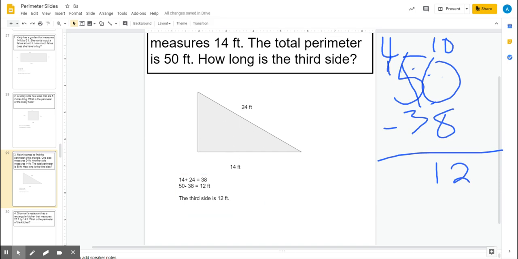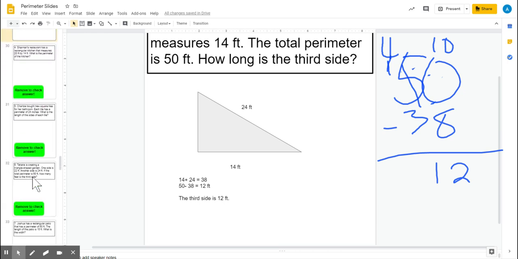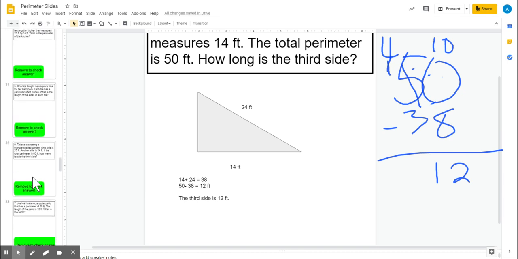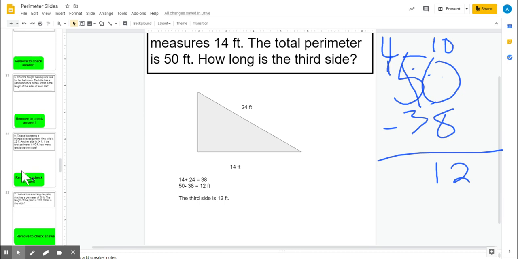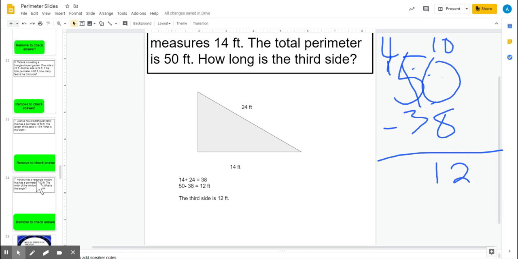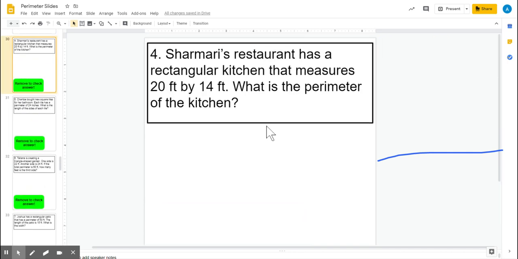Again, I added up those sides, then subtracted from my total perimeter. All right, so we just did a couple of those together. Now on your own, you are going to be doing slides 30 to 34. So this is what the slide looks like.